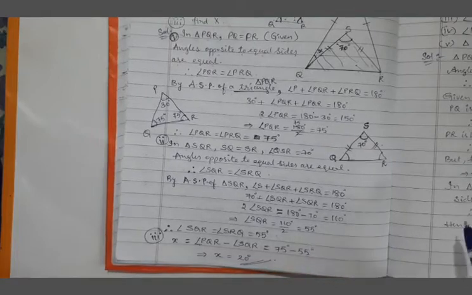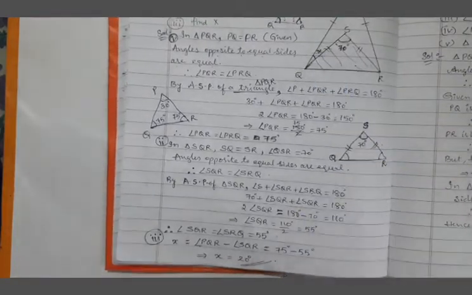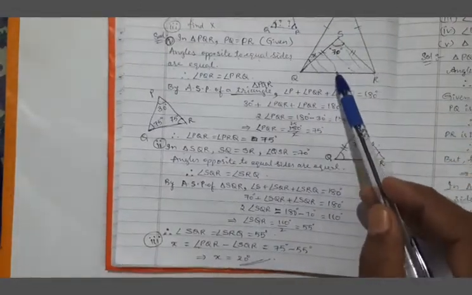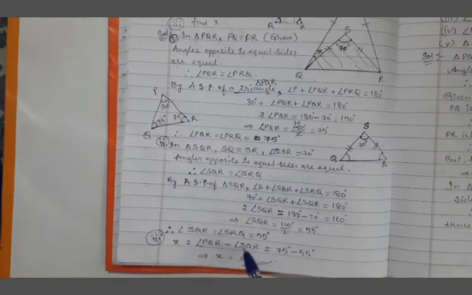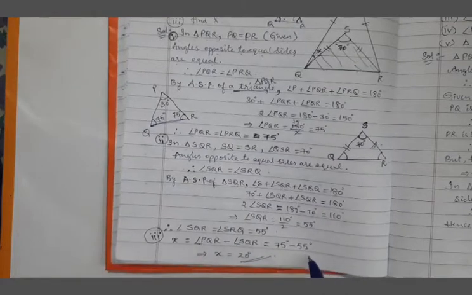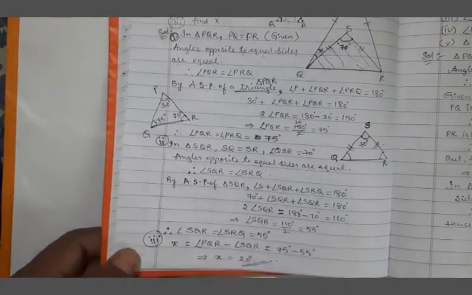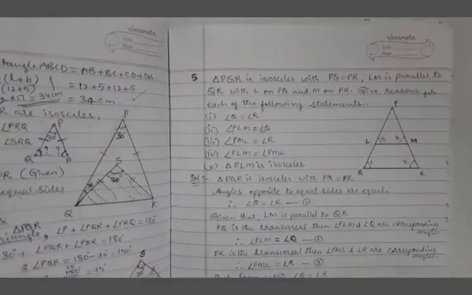55 degrees. Then observe in the problem, they asked what is x. X is equal to the bigger angle minus the shaded one inside. So, angle PQR minus angle SQR is equal to 75 degrees minus 55, which is 20 degrees, children. Okay. Next, moving to question number 5.